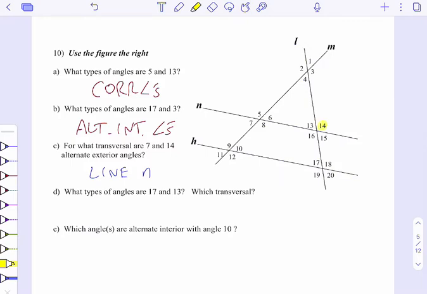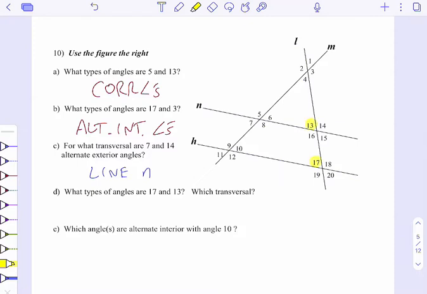Like if I picked 14 and 17, those just don't have a name. There's no special name for those. One's interior, one's exterior. They're nothing. So there is something that you could call same side exterior. It's just that one that comes up in problems, and people who say that would know what you're talking about.